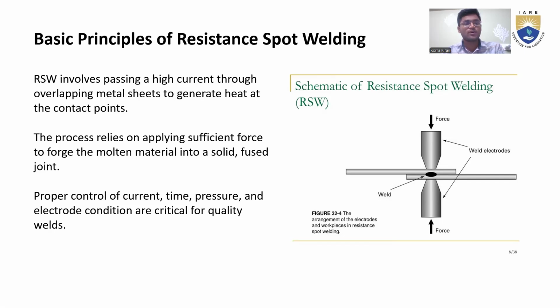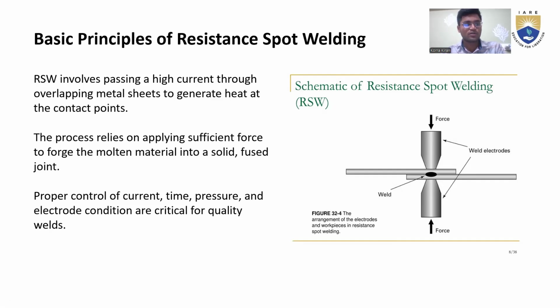RSW involves passing a high current through overlapping metal sheets to generate heat at the contact point. The main thing is overlapping the metal, which is necessary because otherwise heat cannot be generated through the contact point. The next thing is the process relies on applying sufficient force to forge the molten material into a solid, fused joint. After the heating, we need to apply a little bit of force for forging, so the molten material is converted into solid and fused and joined.